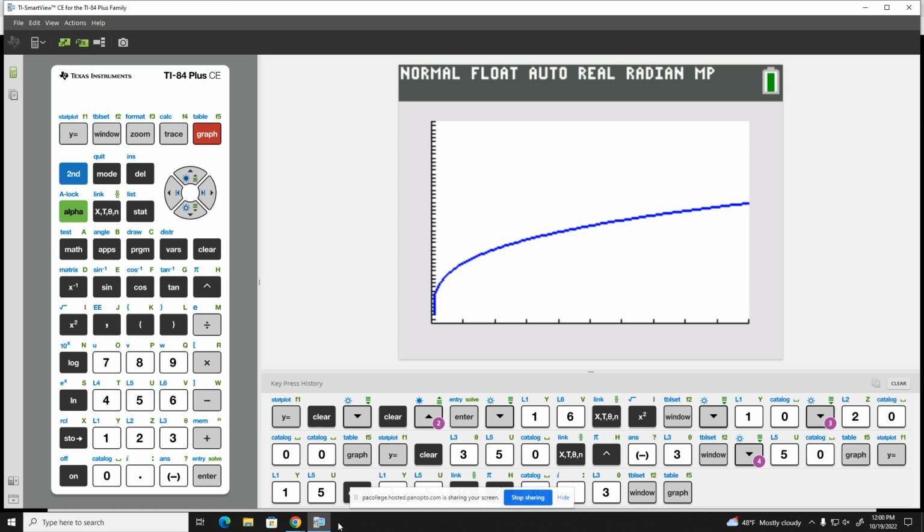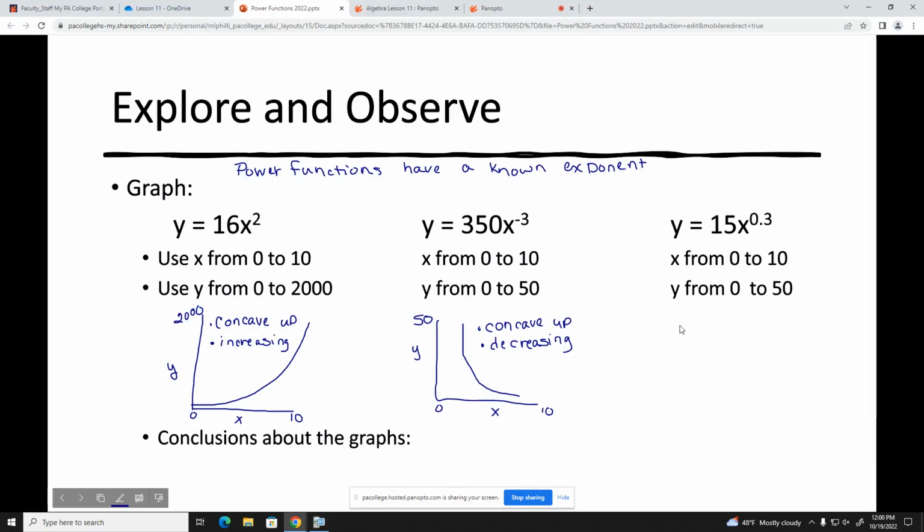So I'll take a moment to come here and draw this. So again, x-axis 0 to 10, y-axis is 0 to 50, and our graph was a concave down curve. However, I do note that it is increasing. So it's at a decreasing rate, but it is increasing. It is going uphill just very slowly as it moves along.